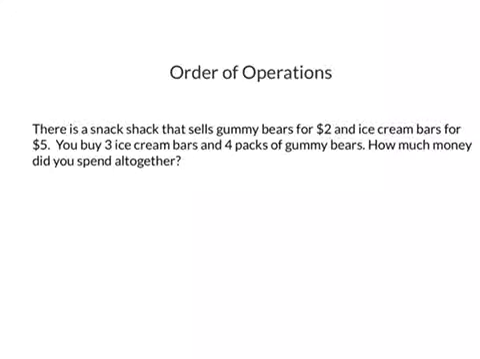Here's a problem. There's a snack shack that sells gummy bears for $2 and ice cream bars for $5. You buy 3 ice cream bars and 4 packs of gummy bears. How much money did you spend altogether?